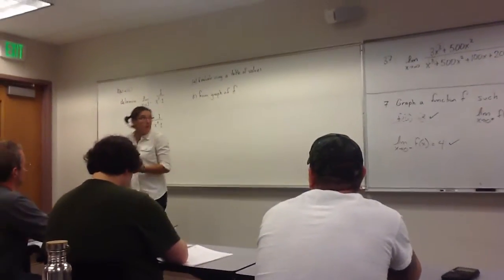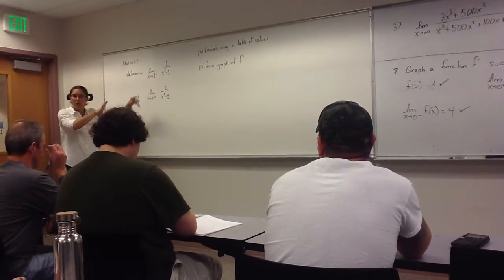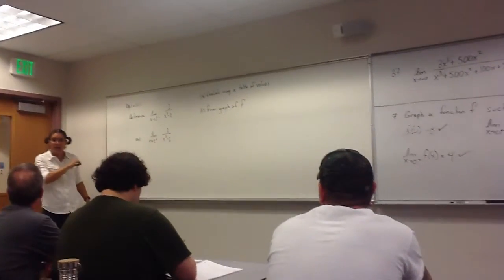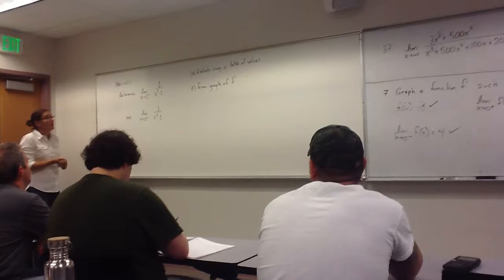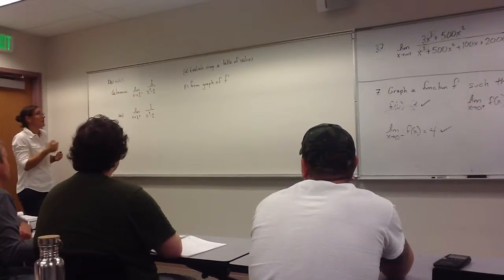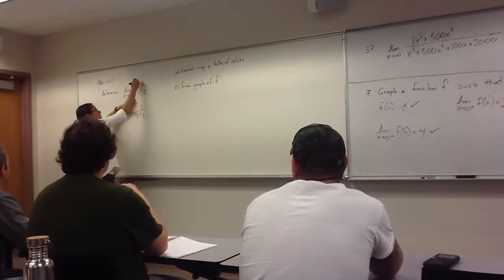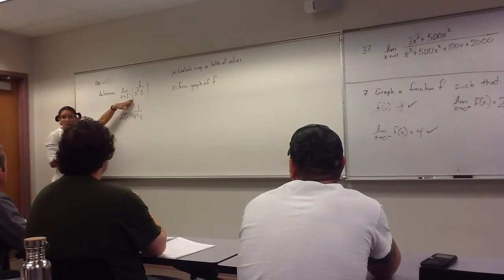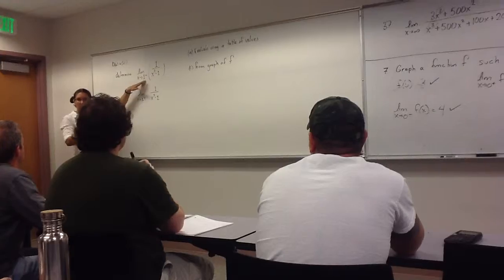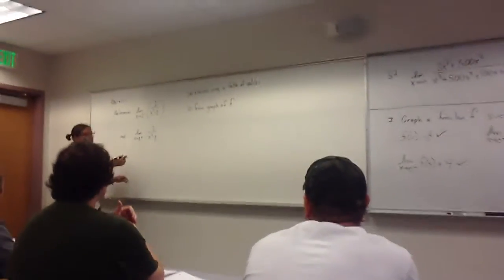Okay, so in part A, maybe we won't go through all the calculations, but just set up the idea of what's happening. So evaluate using a table of values. If we're going to use a table of values to evaluate the limit as x approaches 1 from the left, then I'm thinking about numbers that are just slightly smaller than 1. So I might make a table.